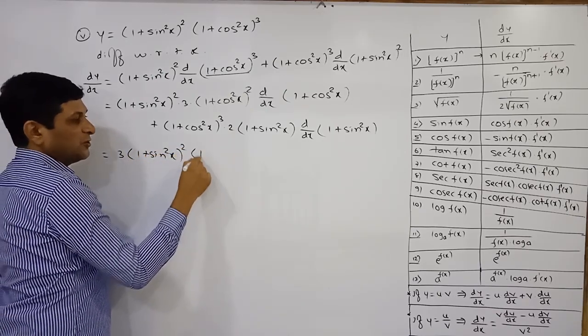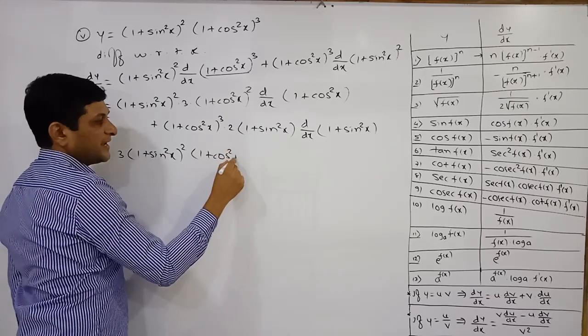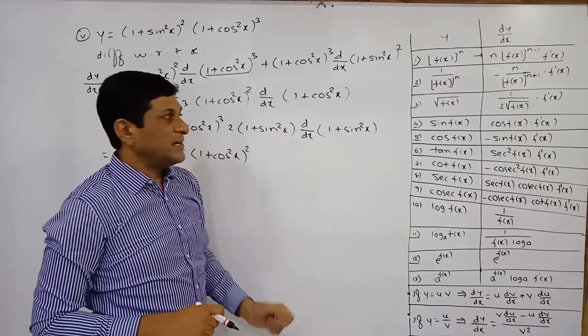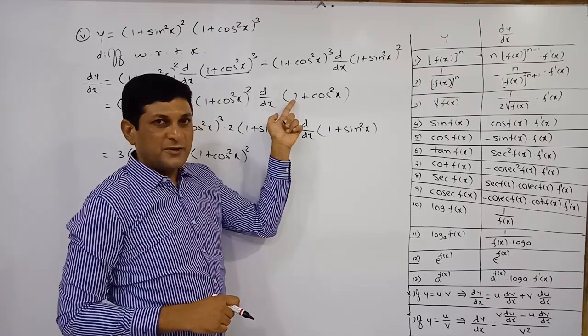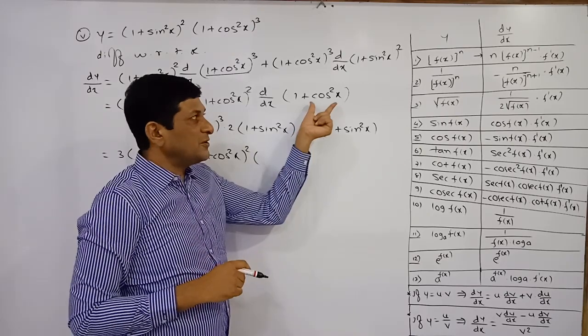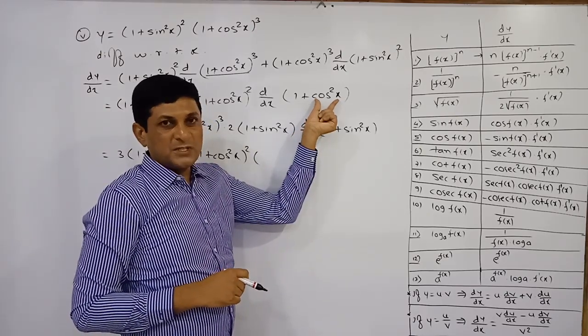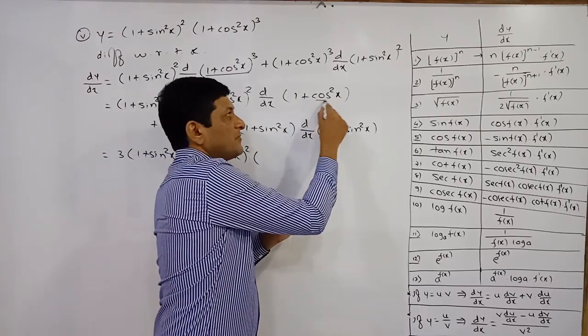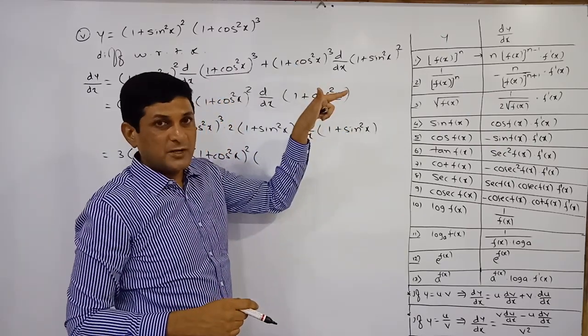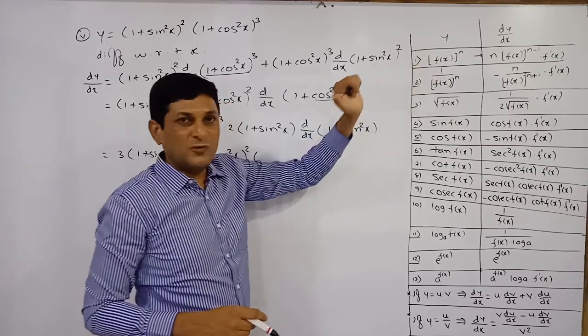2 into 1 plus cos square x raised to power 2. Now we are finding its differentiation. To find its differentiation, first find the derivative of 1. The derivative of 1 will be equal to 0. Now we are finding the derivative of this second term. Now if you observe this second term, again it is in the form of f of x raised to power n, means cos x raised to power 2, means again it is in the form of the first formula.